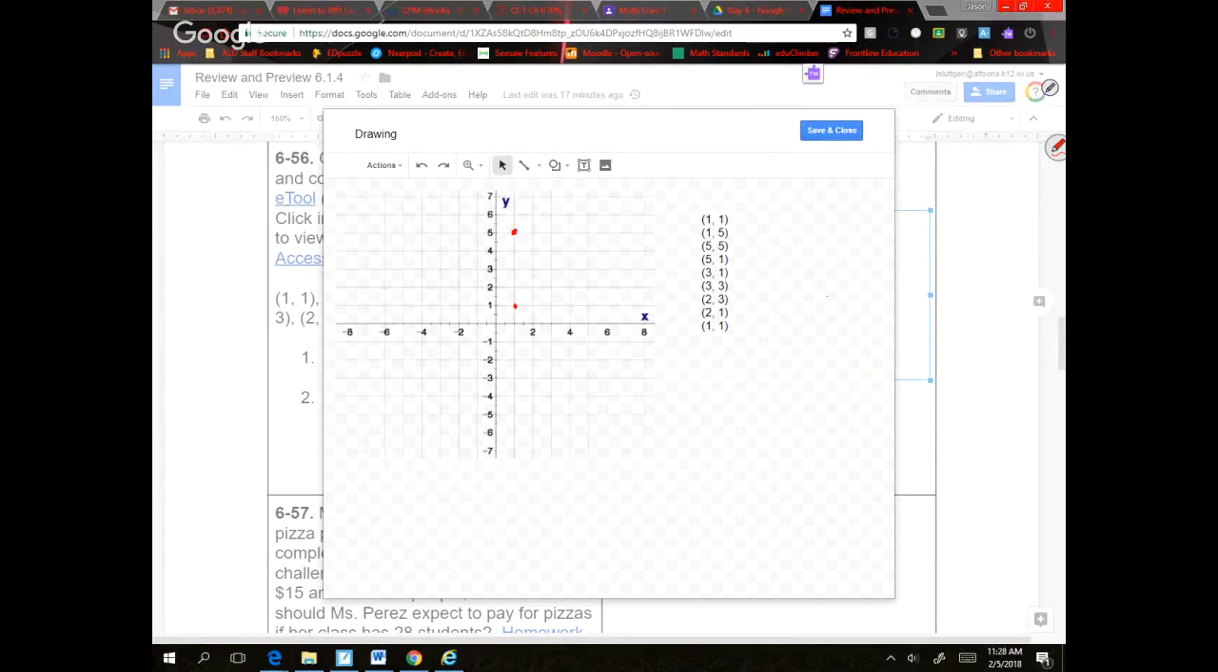I have no idea what shape this is going to make yet. 5, 5. Okay. 5, 1. 3, 1. 3, 1. Right there. 3, 3. 2, 3. 2, 1. And then obviously 1, 1 again is back to the original. So here it looks like my shape. It said connect them in order.